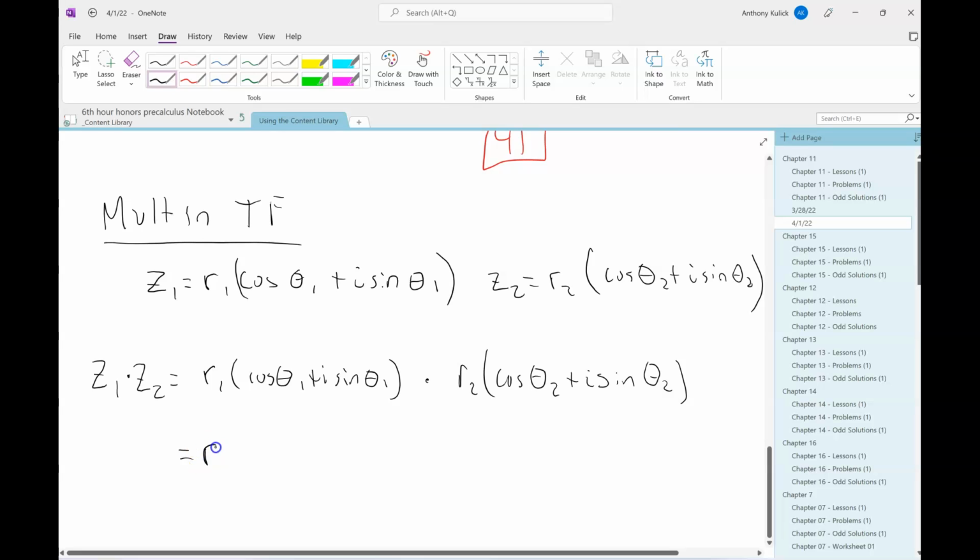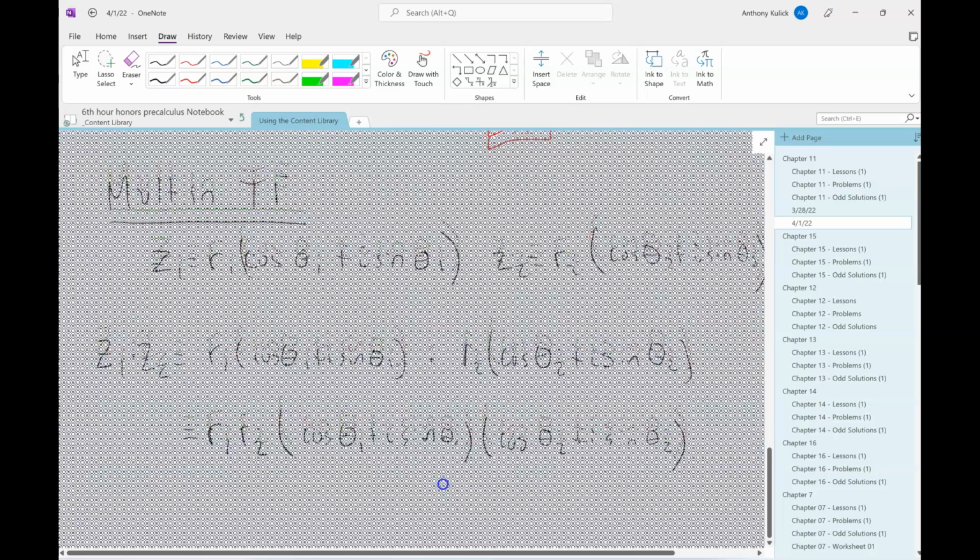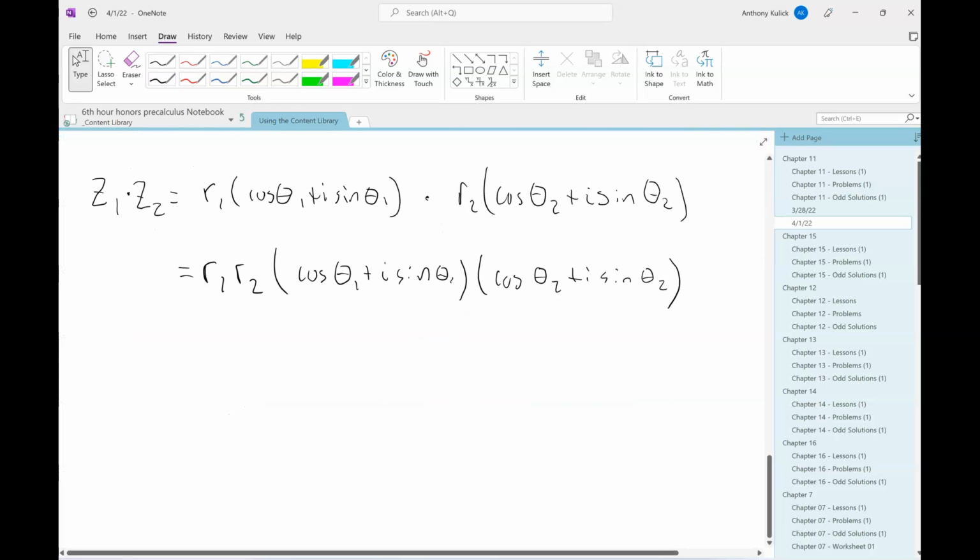So I'm going to pull the R1 and R2 out front, and then I'll leave the parentheses right next to each other. So far, so good. And at this point, let's FOIL those parentheses out. There's nothing really else left to do.